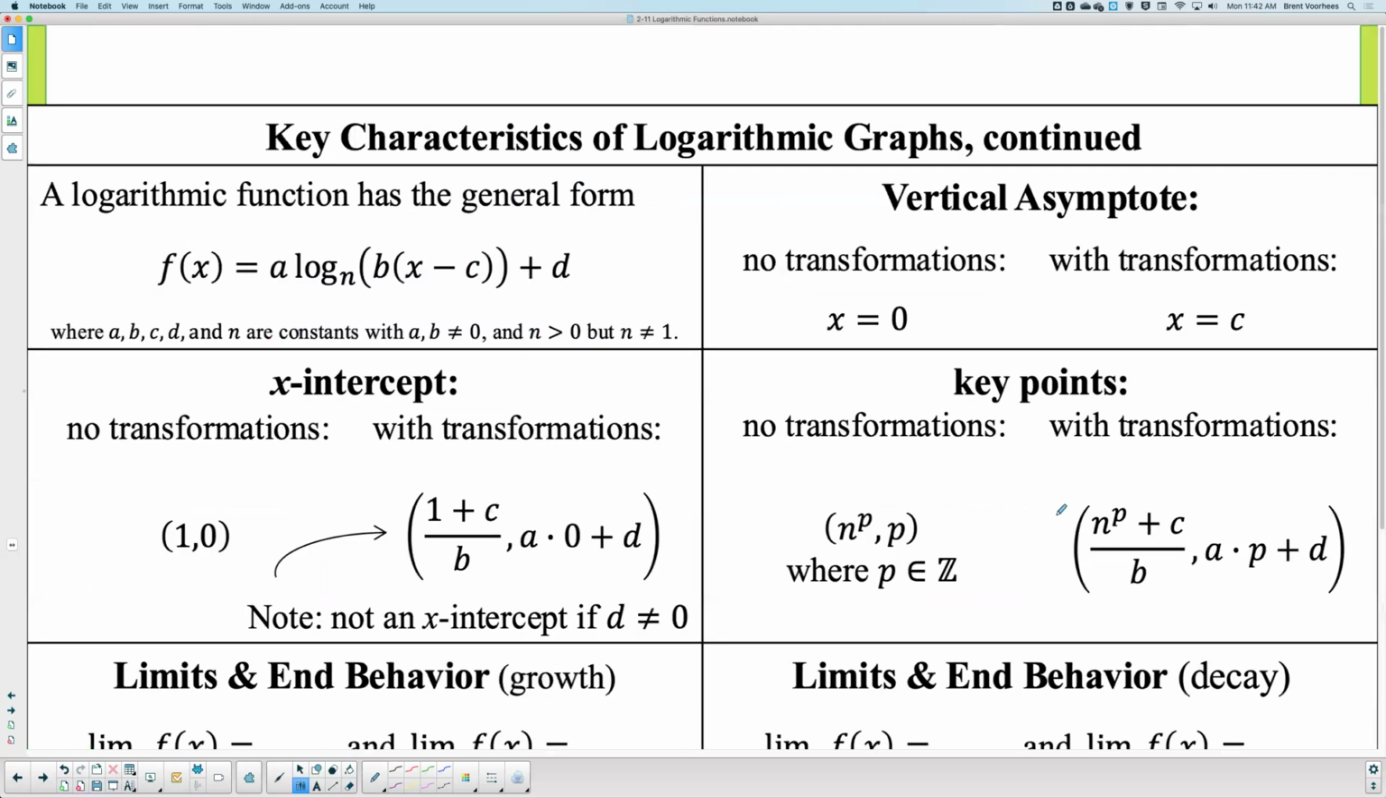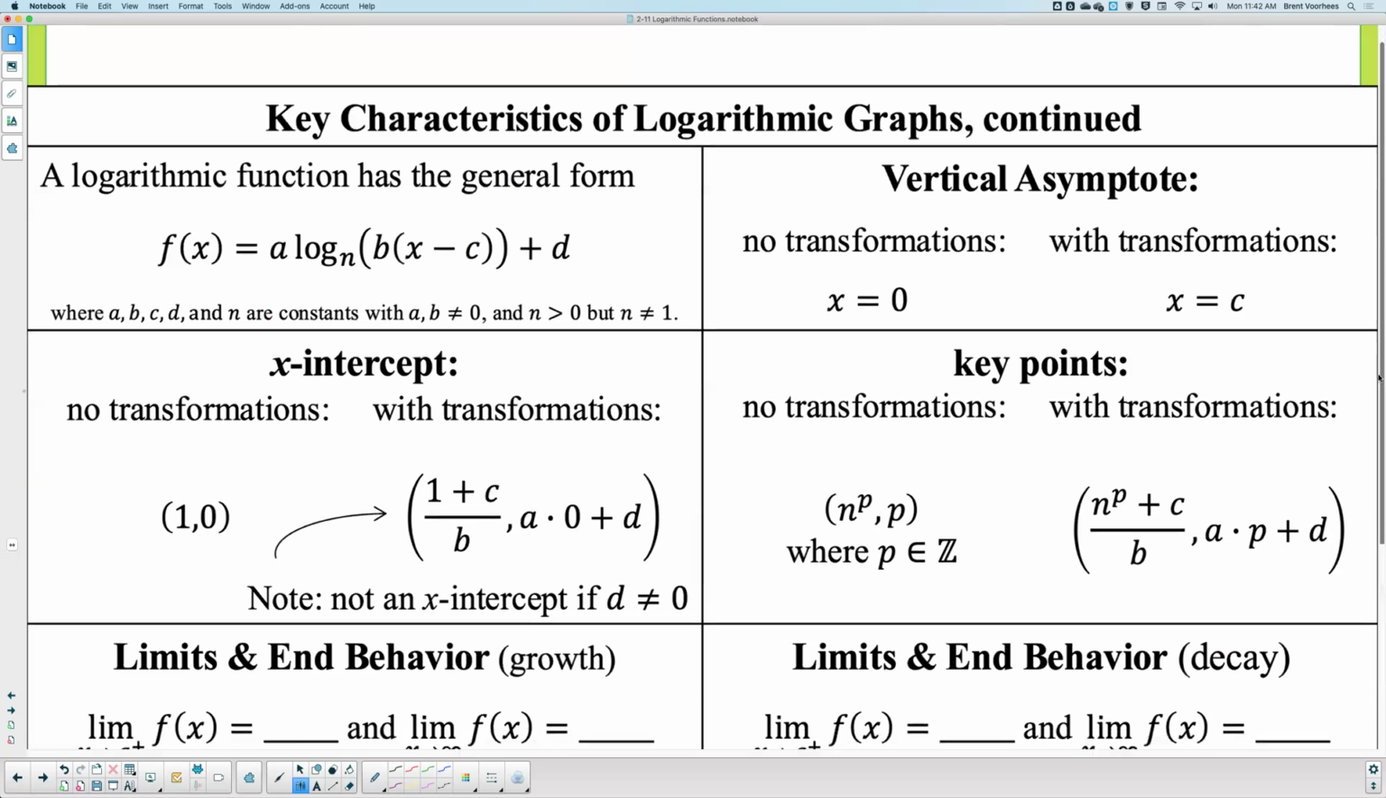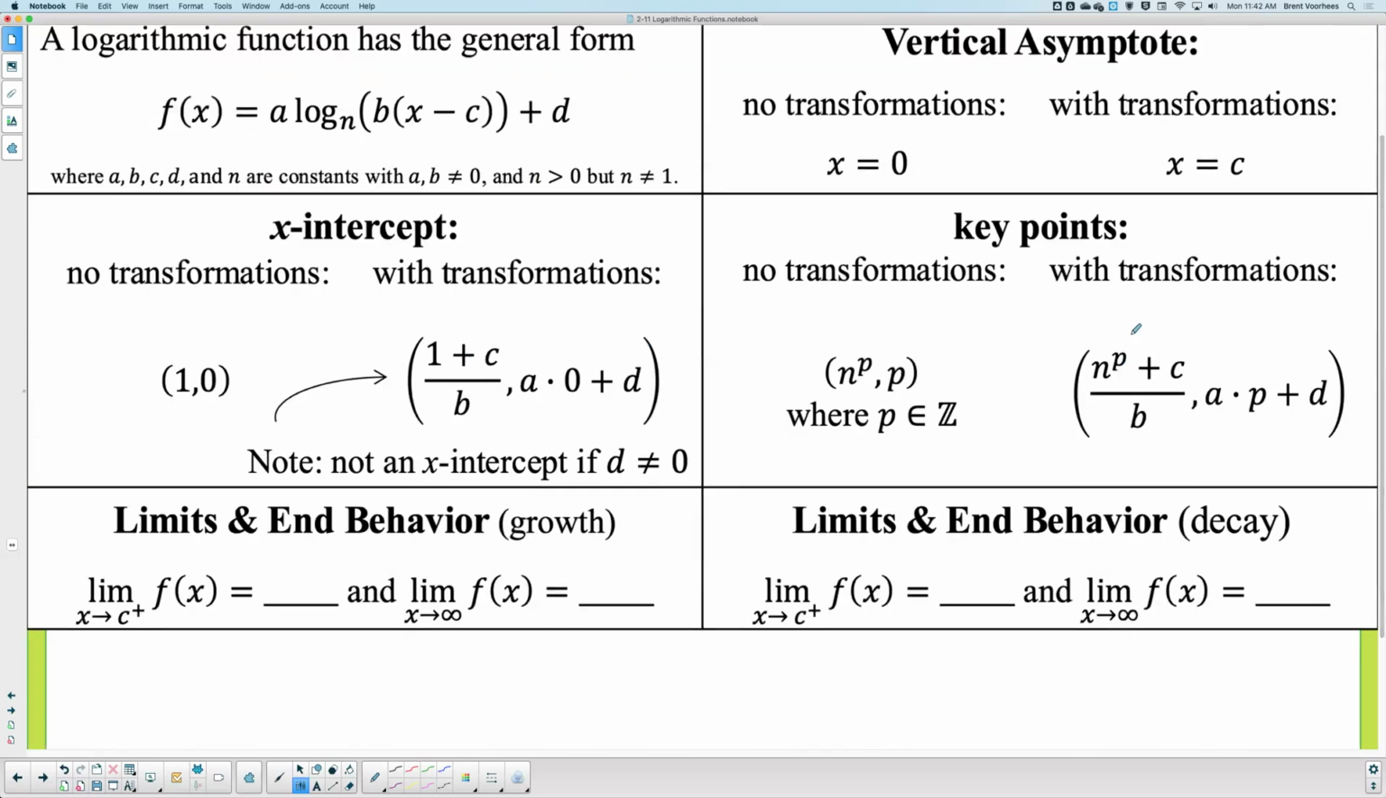All right, the next slide, there was just a few more of these I couldn't fit in. I copied and pasted the first box. So again, if you wanted to look at the equation, there it is. You have your vertical asymptote. The graph will approach some value of x. We'll see today. You can find your x-intercept or y or other key points using these values.